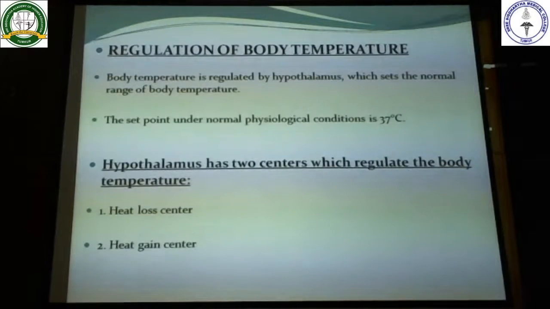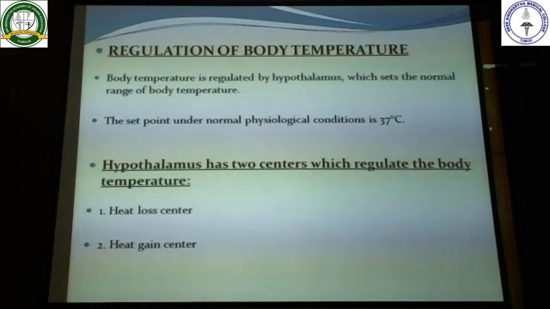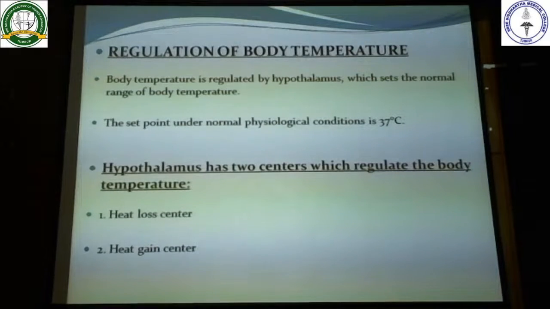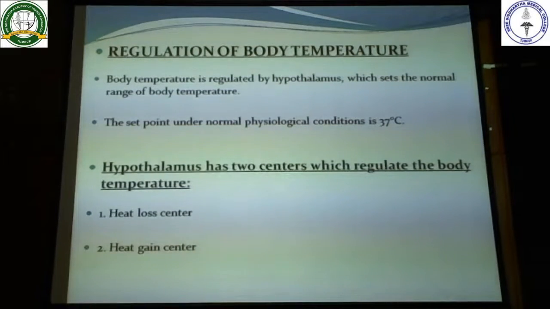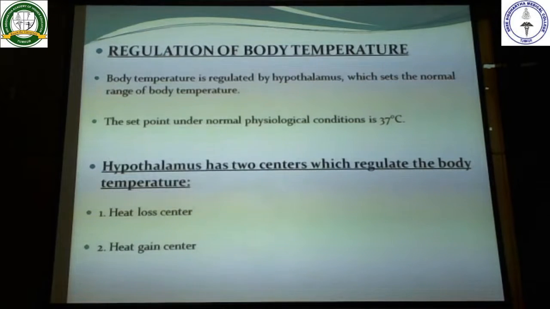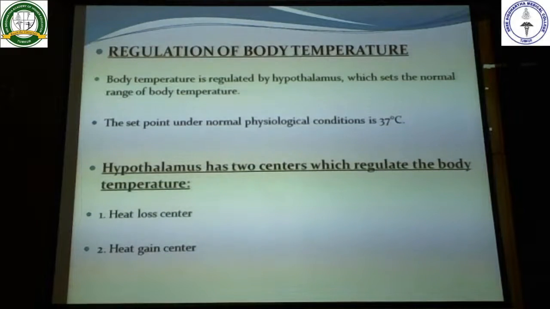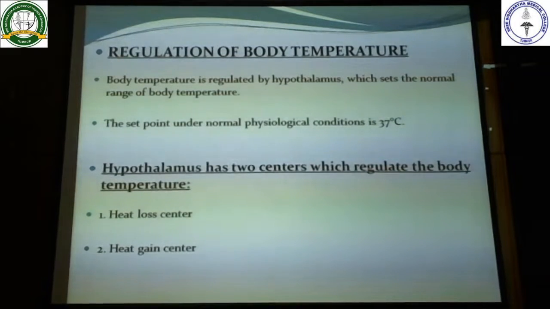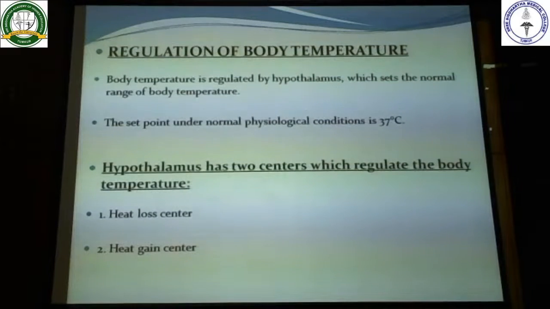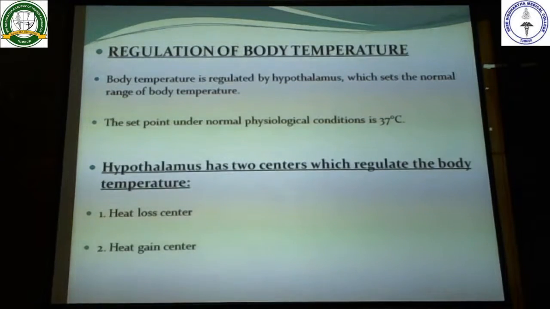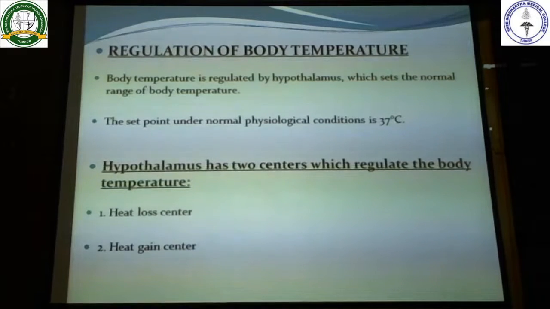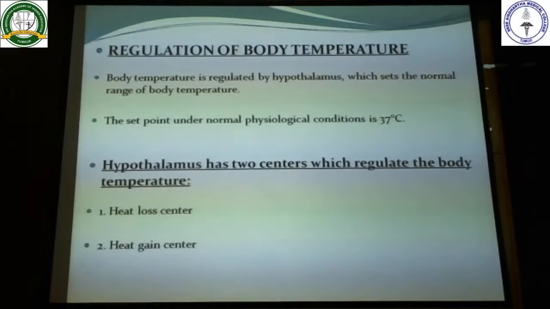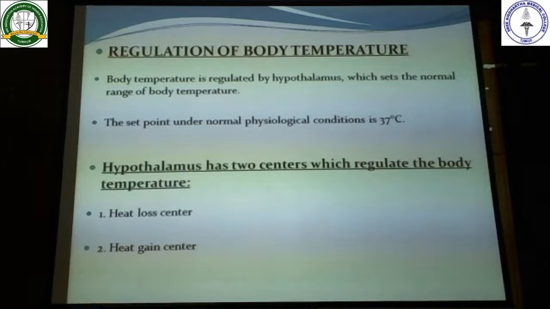Now coming to the regulation of body temperature. The body temperature is regulated by the hypothalamus. When we were discussing the hypothalamus, we discussed that one of its major functions is body temperature regulation and how this happens, right? The temperature is regulated by the hypothalamus, which sets the normal range of body temperature, and the set point under normal physiological conditions is about 37 degrees centigrade. The hypothalamus regulates it with the help of two centers. One is the heat loss center and the second one is the heat gain center.